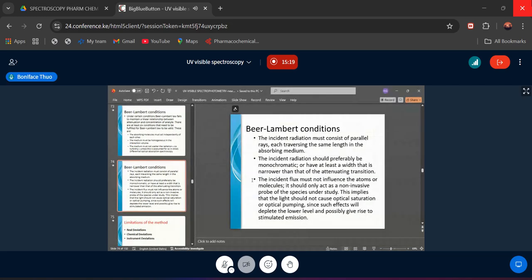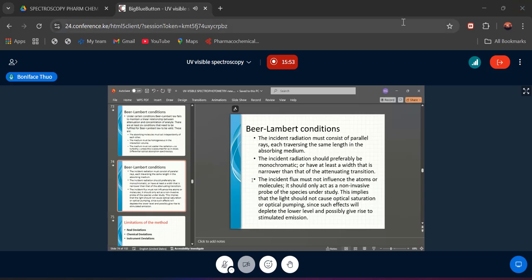And sixth, the incident flux must not influence the atoms or molecules. In other words, the molecule should not become ionized by the radiation. They will be excited from a lower energy state to a higher energy state, but they will not be ionized. So in this case, we want the radiation to act as a non-invasive probe, but not be an agent of change.